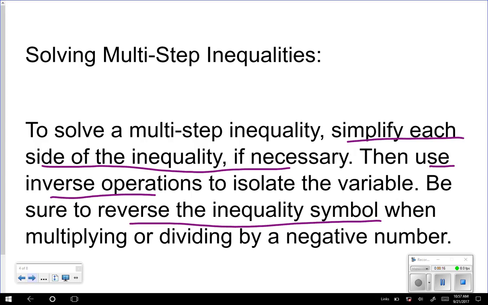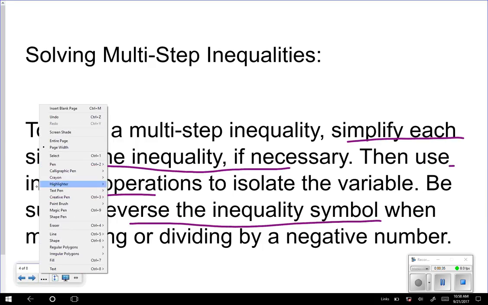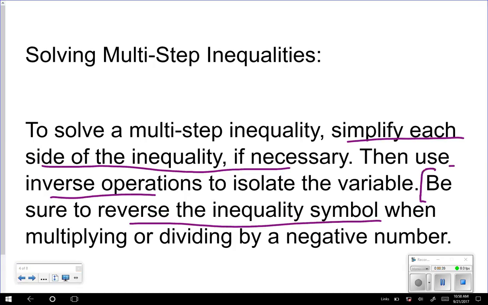So if we look at this slide here, to solve multi-step inequalities, this is going to look almost exactly like it looked with equations. We're going to simplify each side of the inequality, if necessary, then use inverse operations to isolate our variable. And then, big takeaway, we have to remember that if we're multiplying or dividing by a negative number, be sure to reverse our inequality symbol, okay? So you want to just bullet point that information in your notes.